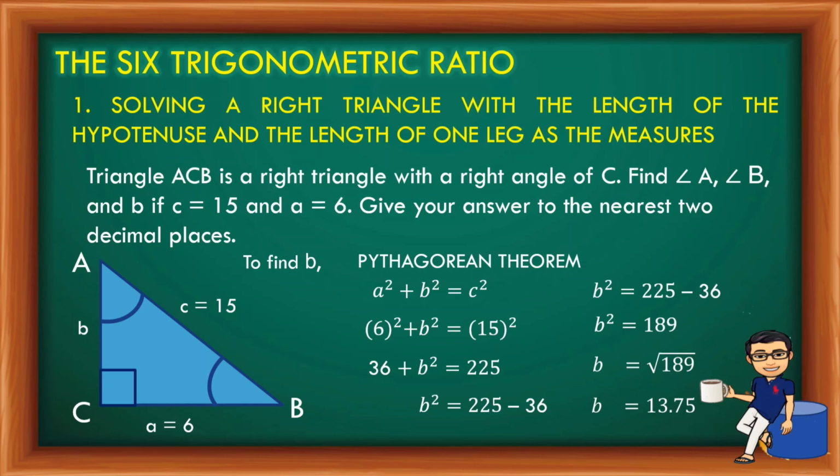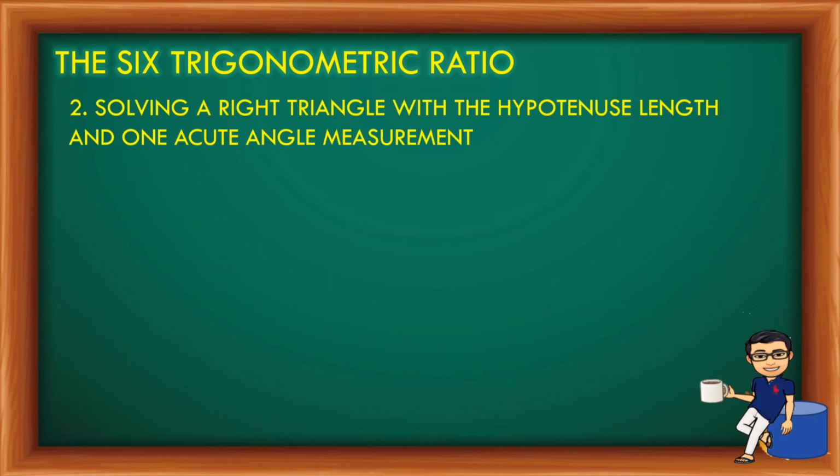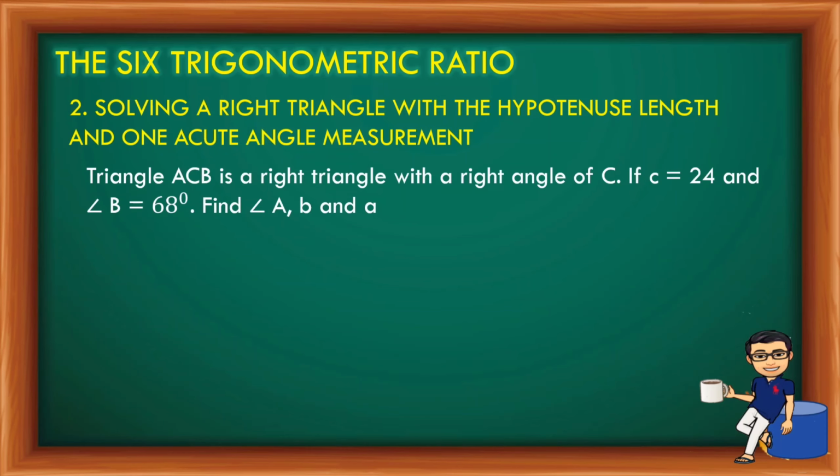So, sana na-get natin ang pagkuha ng angles A and B and side which is B with this condition. So, let's work on with the next condition. Next condition, solving a right triangle with the hypotenuse, length, and one acute angle measurement. Like this problem. Triangle ACB is a right triangle with a right angle of C. If C is 24, so yun yung hypotenuse, and angle B is 68 degrees, yun yung acute angle measurement, find angle A, B, and A.